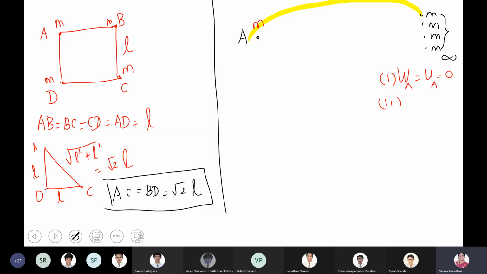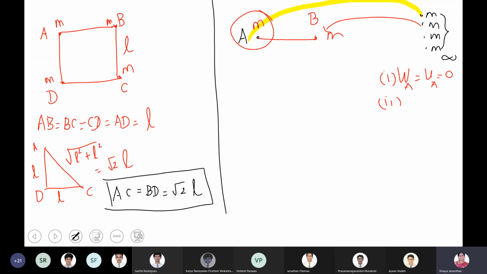Now next one, second case. I have to bring the other mass and put it at point B. Now what is the work done? Is there any work done? Yes, because already a mass is at point A. Boys, already there is a mass at point A, right? This mass is going to create a gravitational field. You have put a mass at point A, so already there is a gravitational field.